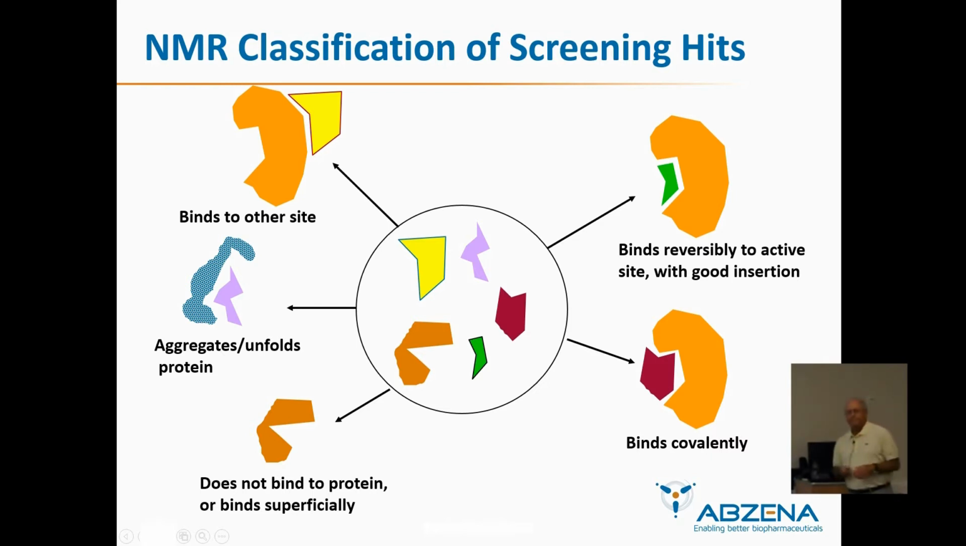So I do see a lot of publications where people have used NMR to verify the binding of hits, and they're showing a very small perturbation, which, in my experience, is not indicative of a good binder or a good lead, certainly for a drug discovery program. So you want to distinguish the good binding from superficial binding and non-binding.